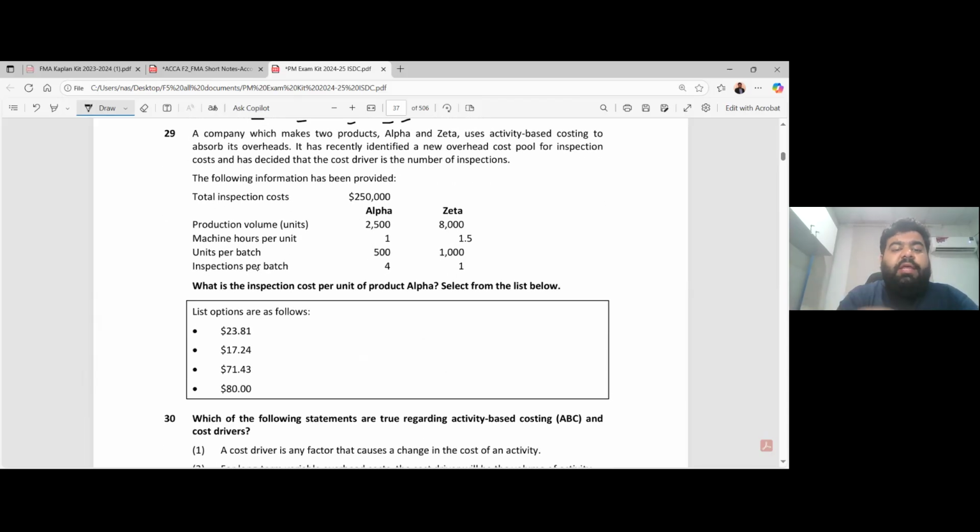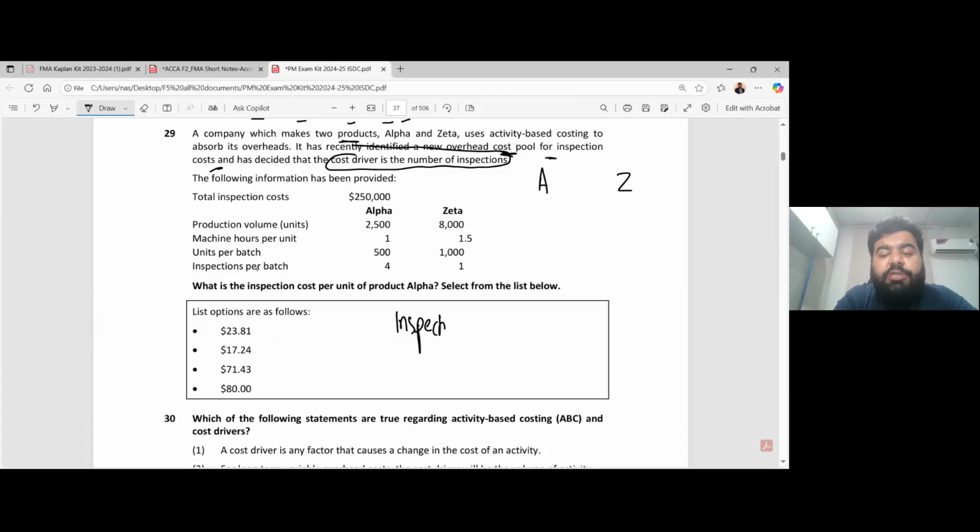Second, a company which makes two products, alpha and zeta, uses ABC to absorb its overheads. It has recently identified a new overhead cost pool for inspection cost. So there is a new cost pool, that is inspection cost, and it has decided the cost driver is the number of inspections. Basically, he is asking for only one type of overhead. If you remember the assignment, there are five types of overheads, and in the class question we did four types of overheads. But obviously, in an MCQ we will not solve such a long question. He is giving just one overhead, that is inspection cost.